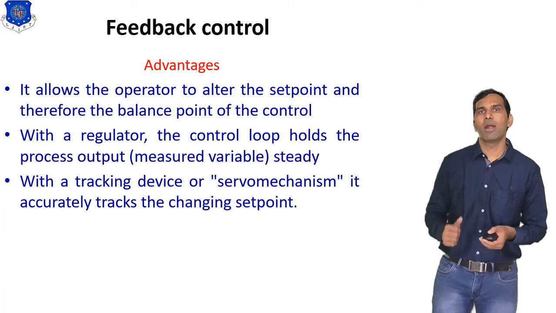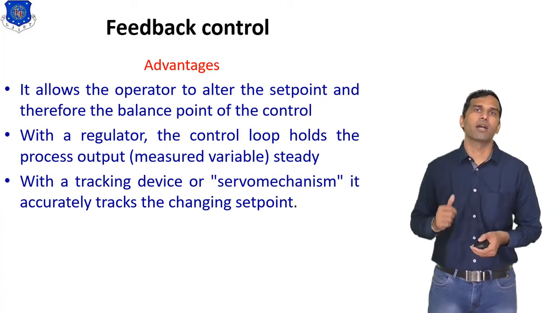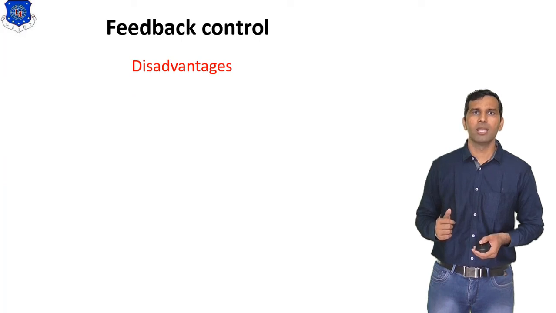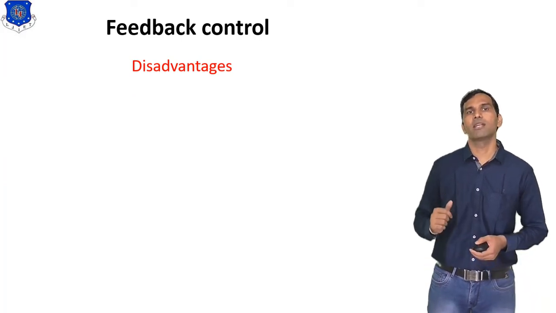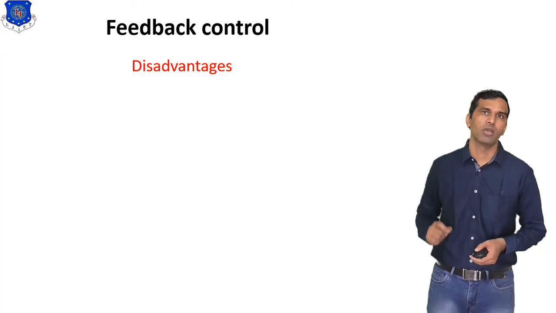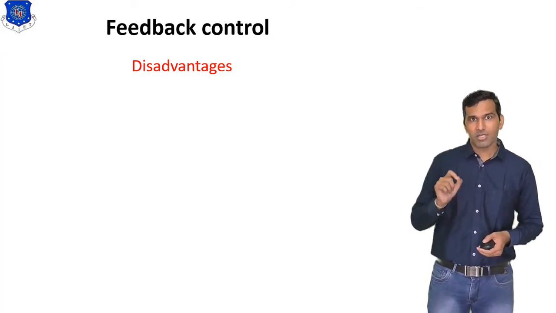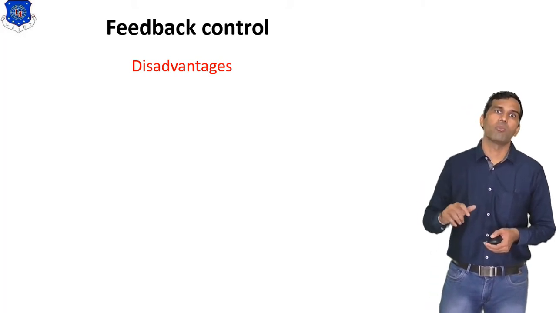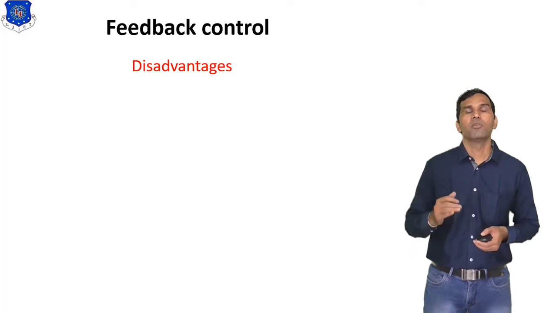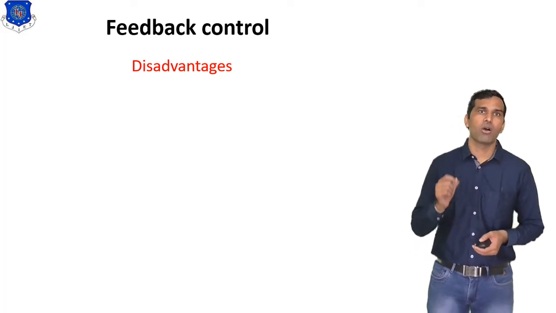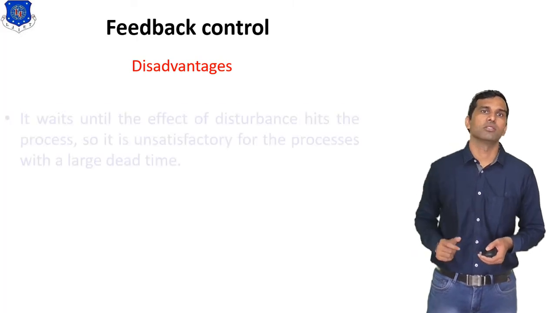So these are the advantages of this feedback control system. Now we discuss the limitations or disadvantages of this feedback control system. This is most important because if we study these disadvantages, then we can understand the importance of another control system, that is the feed-forward control system. So what are the disadvantages of this feedback control system?